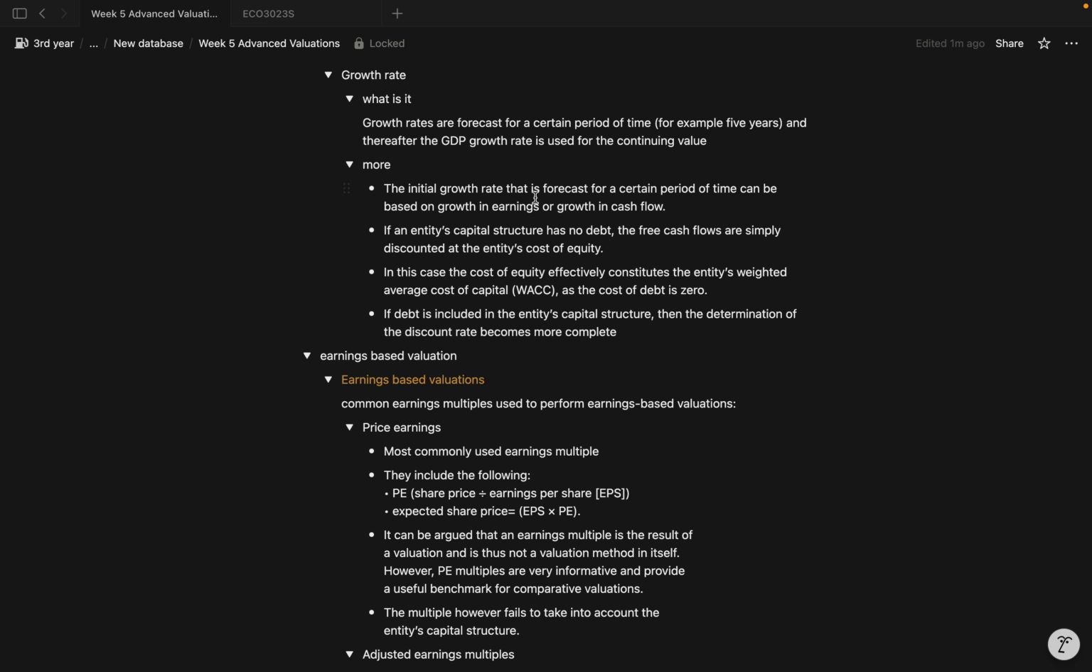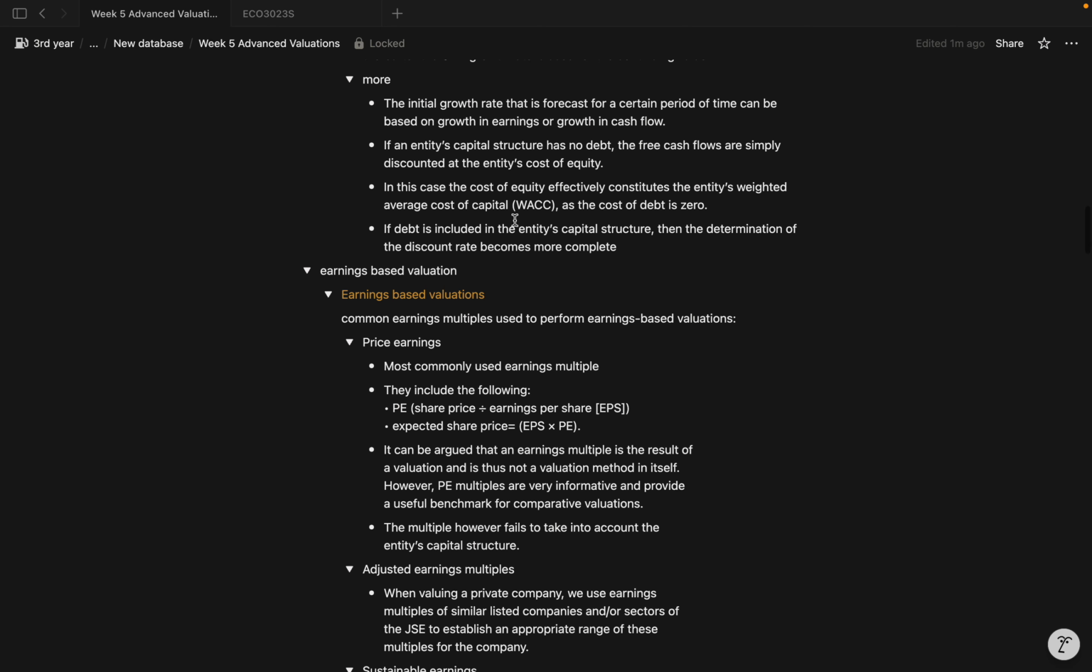What is the growth rate? So it's just a forecast for either a particular period of time or into infinity. And so the initial growth rate is a forecast for a certain period of time.